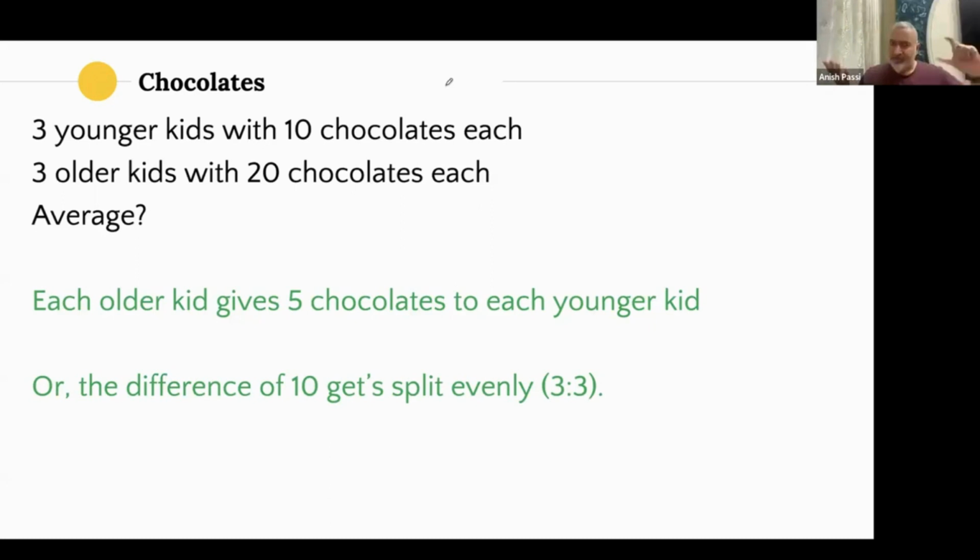Why half and half? Mathematically, because there is an equal number of kids at both places, so in a ratio of 3:3. Each kid is giving half the chocolate, half of the difference, to each kid from the other side. There are 3 kids on this side, 3 kids on that side. So there's a 1-to-1 mapping. That's why the difference gets split evenly.